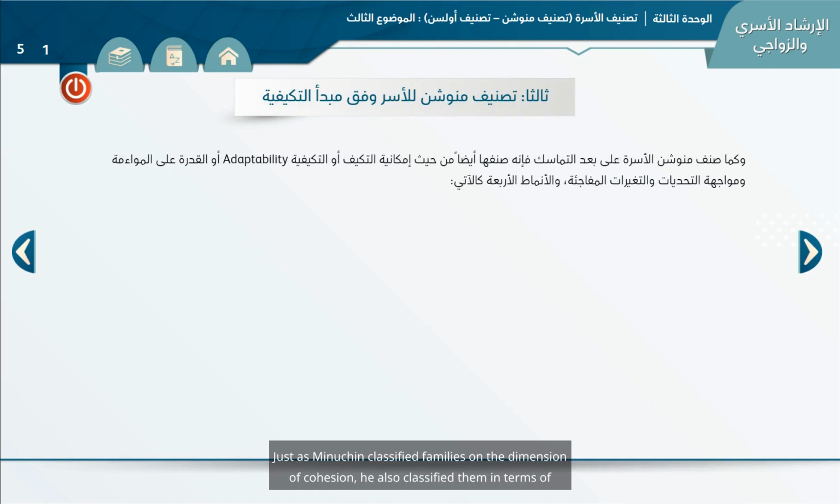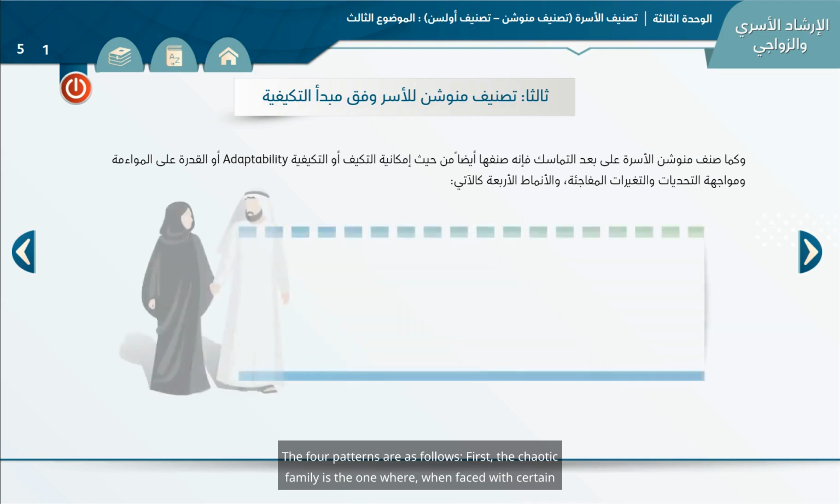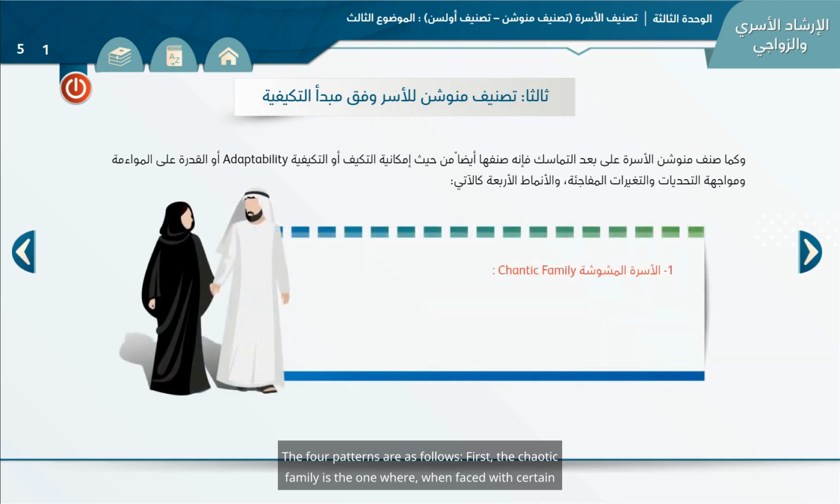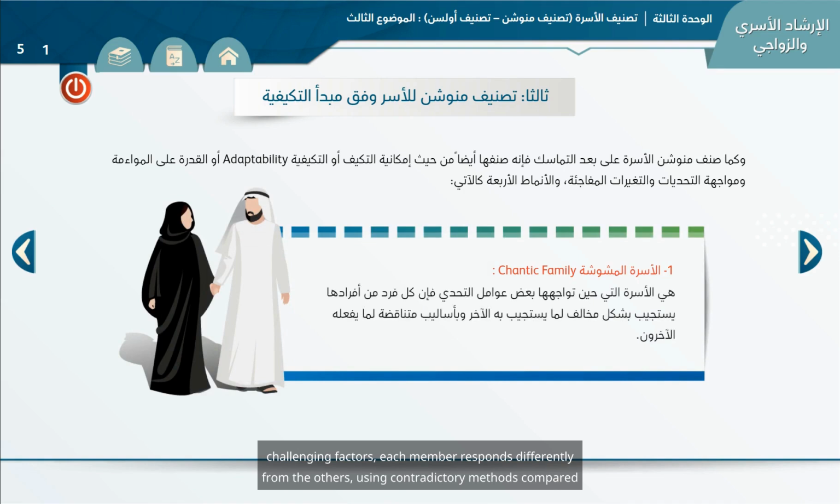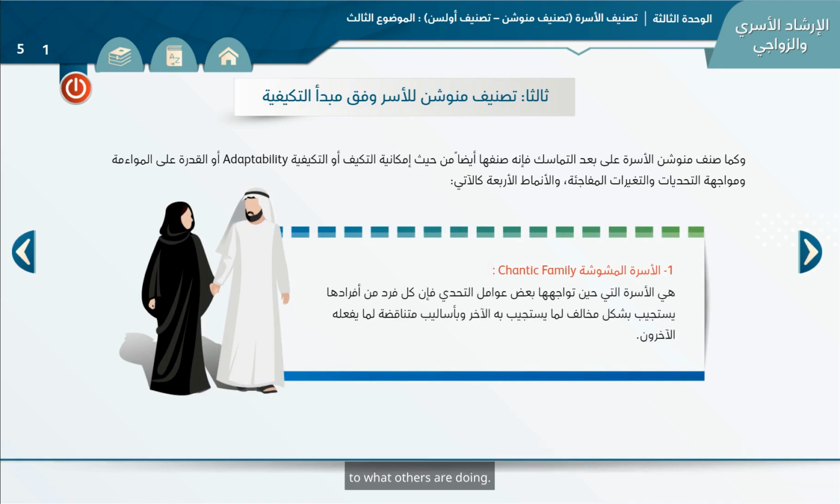Just as Minuchin classified families on the dimension of cohesion, he also classified them in terms of adaptability, or the ability to adjust and face sudden challenges and changes. The four patterns are as follows. First, the chaotic family is the one where, when faced with certain challenging factors, each member responds differently from the others, using contradictory methods compared to what others are doing.